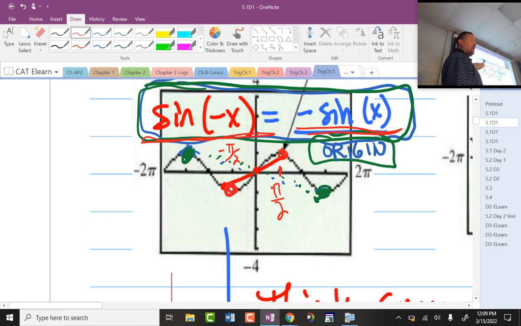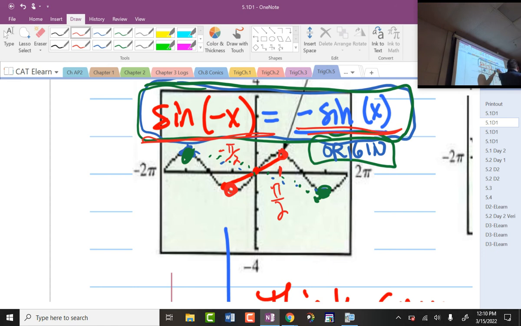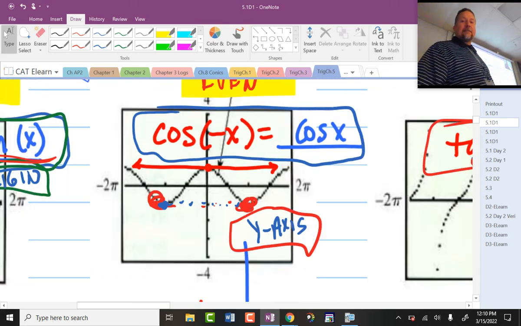This is going to be one of them. I'm going to ask sine of negative x, and you're going to have to tell me, is that sine of x or negative sine of x? It's opposite, and that's what this says. So how does this work here? You put a pi over 2 in here. The sine of negative pi over 2 is equal to the negative sine of positive pi over 2. They're opposites of each other. That's what odd means over the origin. But then look at cosine. This is crazy. It doesn't matter with cosine.